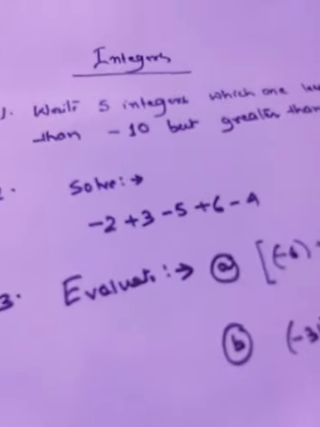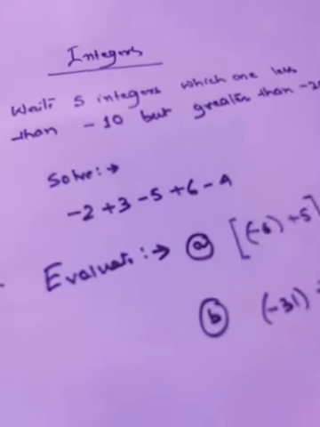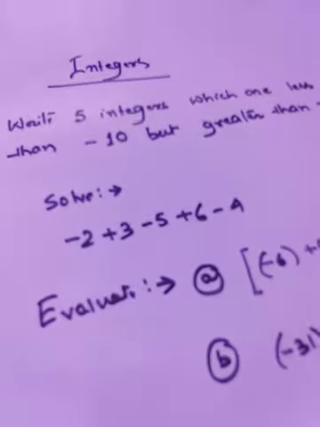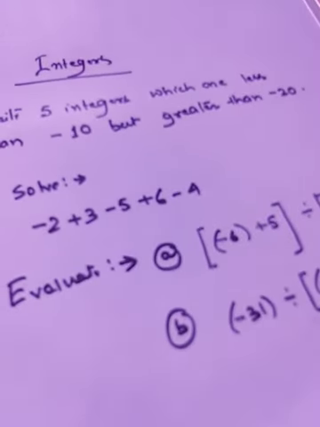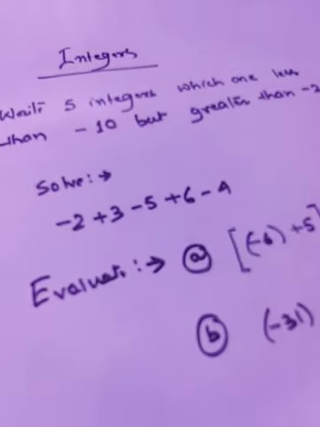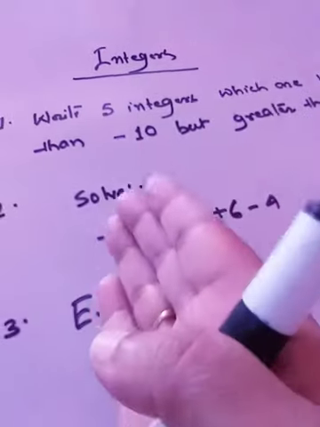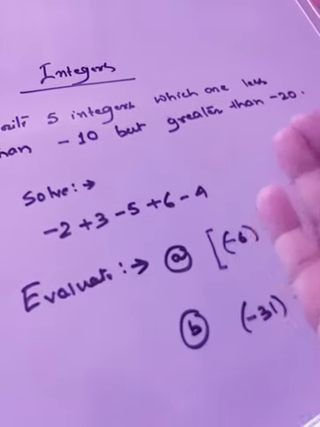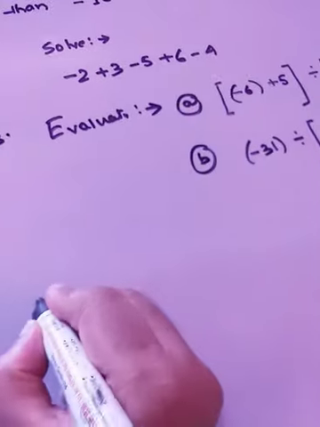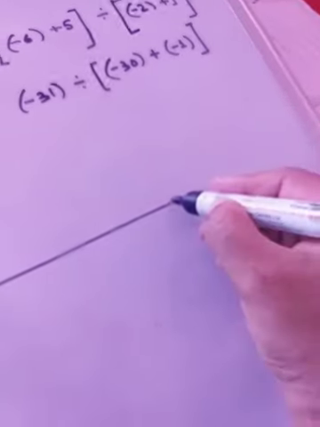Now let's see what is there in question number 1. Write 5 integers which are less than minus 10 but greater than minus 20. Some of the students really get confused in this part, about which numbers are less than minus 10 and which numbers are greater than minus 20. So in this case, what is the most important thing that you will do? You will just draw a number line if you want, because you may have a conception problem.